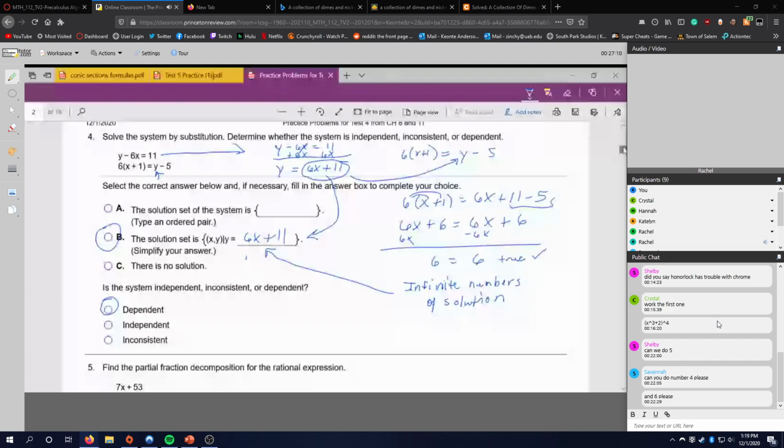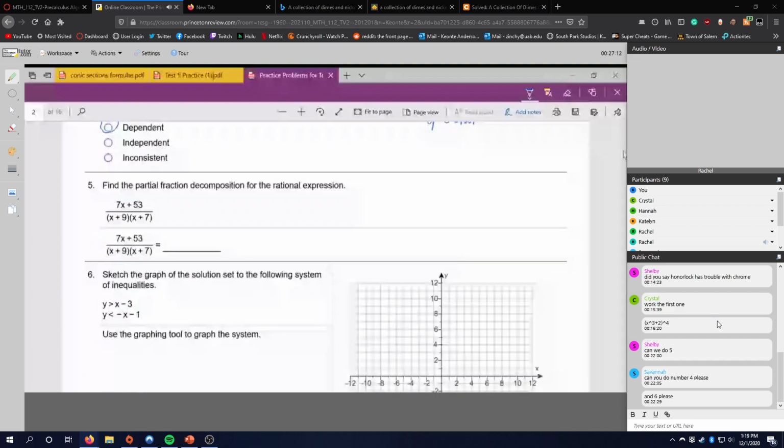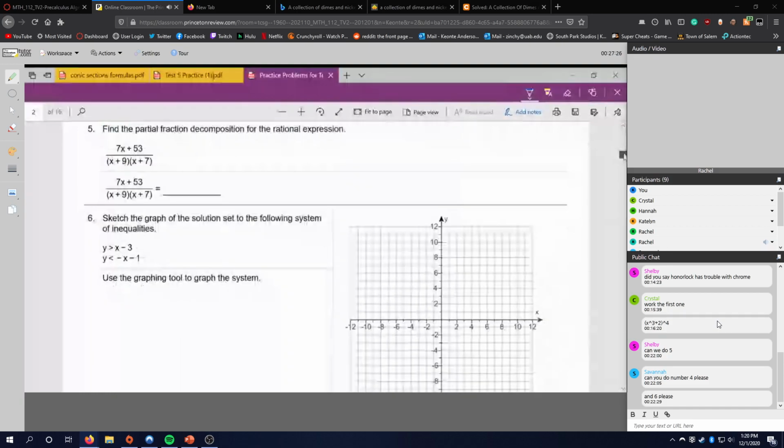Okay, to do number 5, I'm going to need to open another window and share with you because I don't have enough room to work it here. Well, let me just do number 6 and then I will come back and do number 5 because I need to do that on a different page.